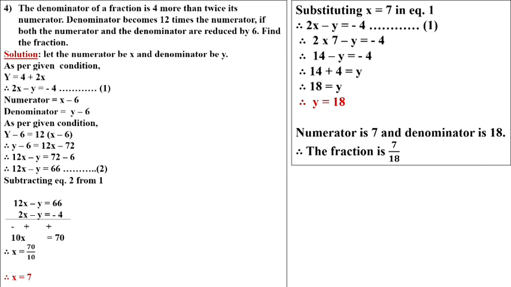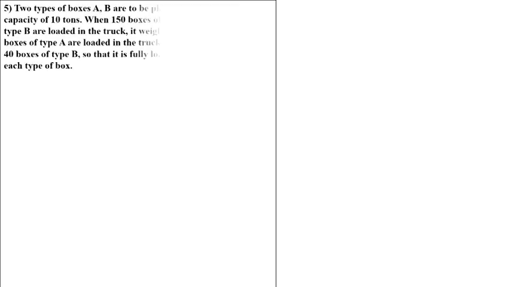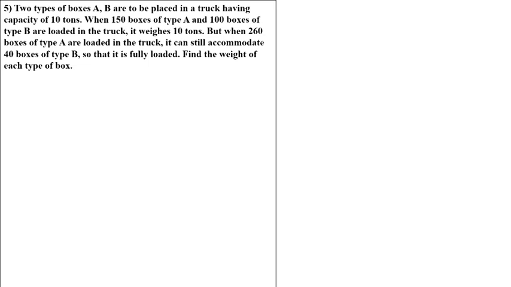I hope you have understood. Now the next question is question number 5. Two types of boxes, A and B, are to be placed in a truck having a capacity of 10 tons. When 150 boxes of type A and 100 boxes of type B are loaded in the truck, the weight is 10 tons. But when 260 boxes of type A are loaded in the truck, it can still accommodate 40 boxes of type B, so that it is fully loaded. Find the weight of each type of box.